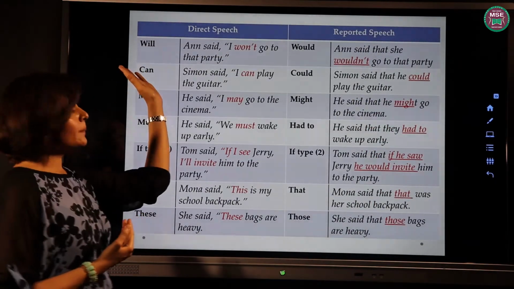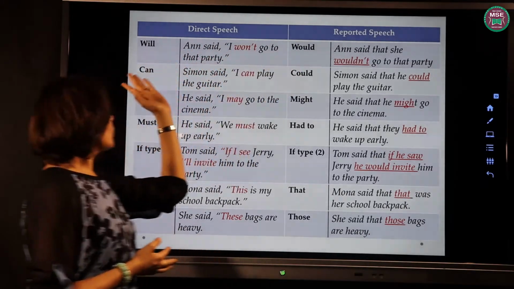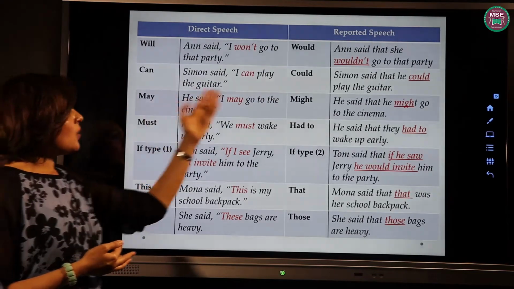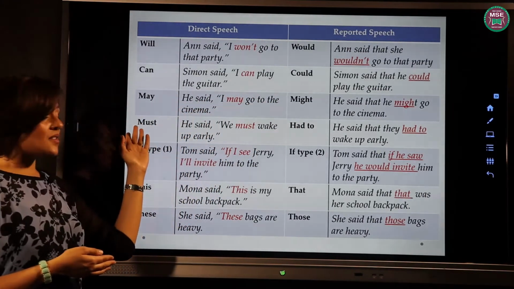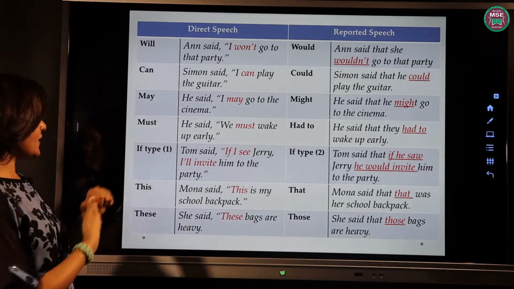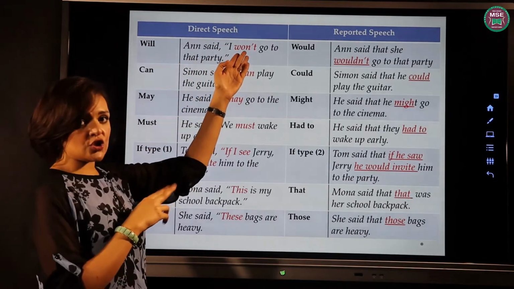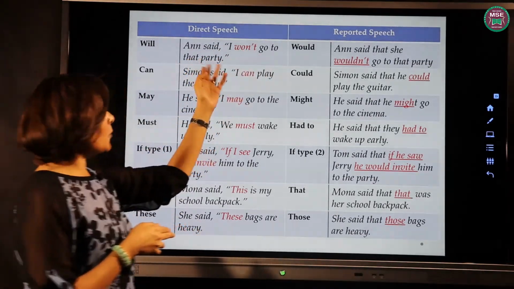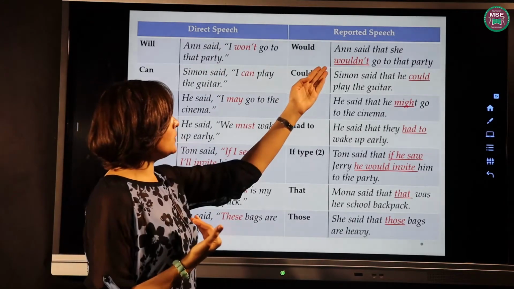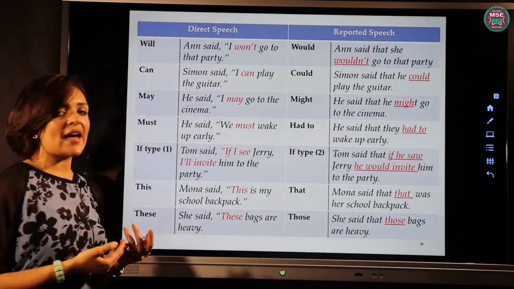With "will" in the future, we make it "would." And with "can," we make it "could." With "may," we make it "might." With "must," we have to change it to "had to." Let's see these four first. Will: she said, "I will not go to the party." I will push it back a step. It will say, she said that she wouldn't go to that party.